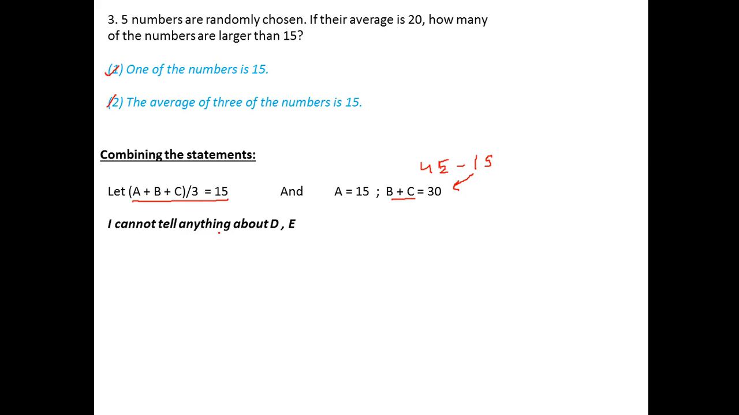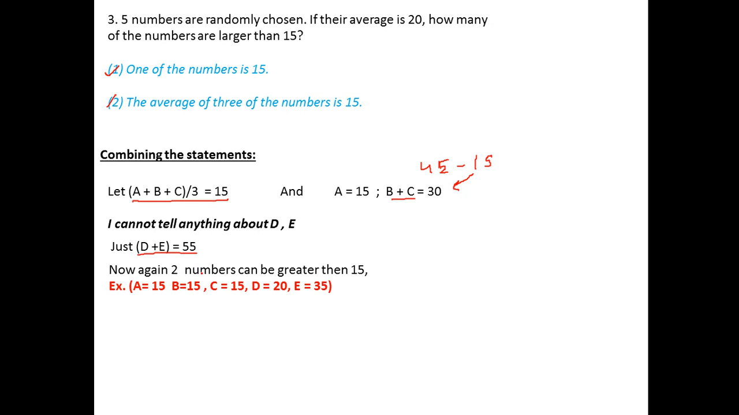So I know A is equal to 15 and B plus C is equal to 30. Now I cannot tell anything about D and E. Just D plus E is equal to 55. Now again, take an example. A is 15, B is 15, C is equal to 15, D is equal to 20 and E is equal to 35. Here, two numbers are greater than 15, and these numbers satisfy statement 1, statement 2, and even the question statement that says average is 20, right?